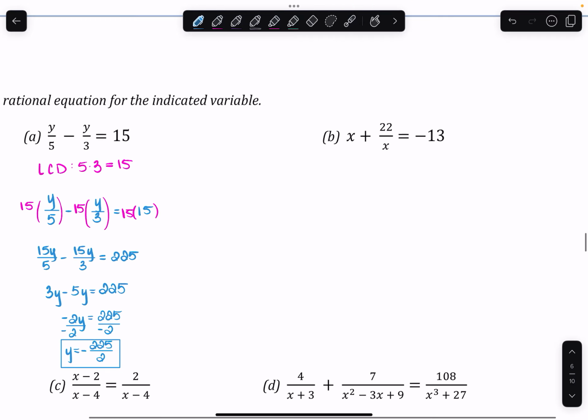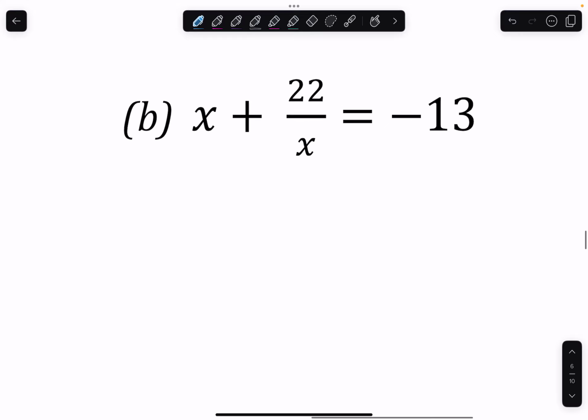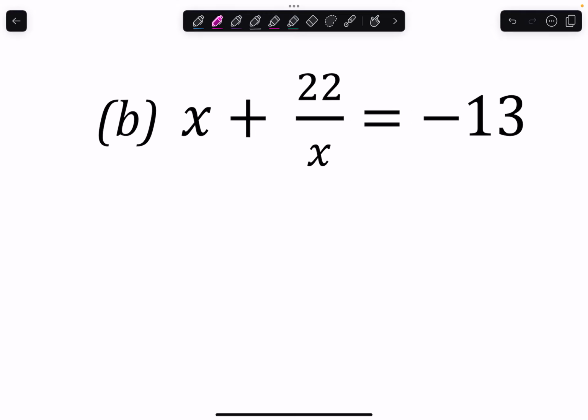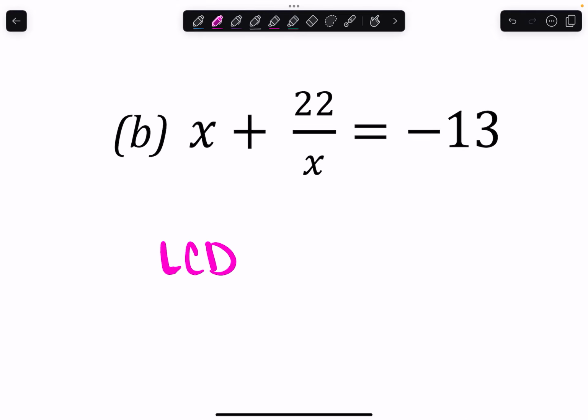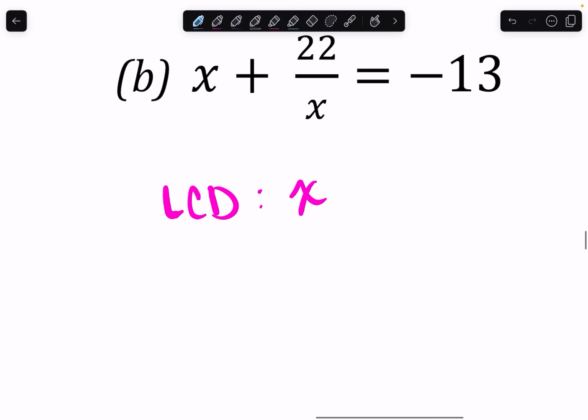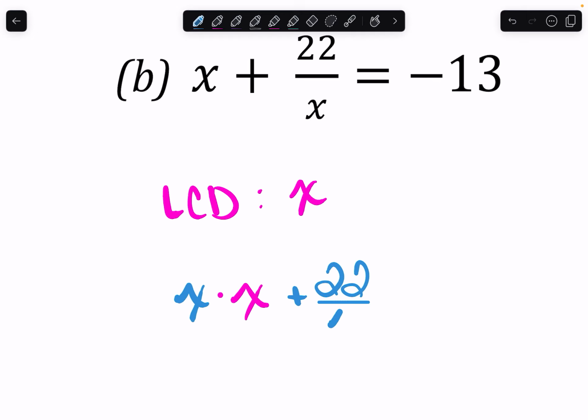All right, next one. We have x plus 22 over x equals -13. So LCD is x. There's only one thing in the denominator besides a 1, so x. We are going to multiply everything by our LCD. So x gets multiplied by the LCD. The 22 over x gets multiplied by the LCD. When it's a fraction, I would put your x a little more in line with the numerator. Don't accidentally write it here. You can't multiply on the bottom. It's got to go to the top.